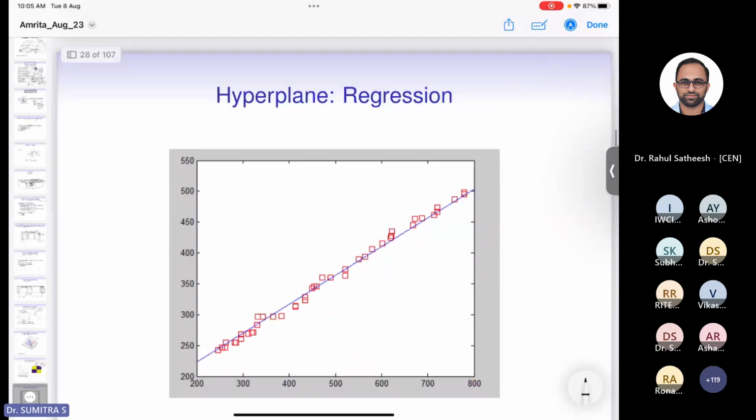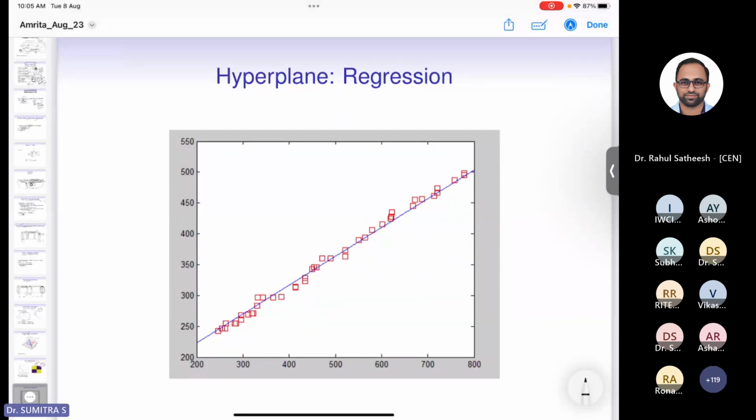Now we'll go on to regression. In regression, the y part is no longer countable. You can hear me, right? Yes, ma'am. It's perfect. No issues.